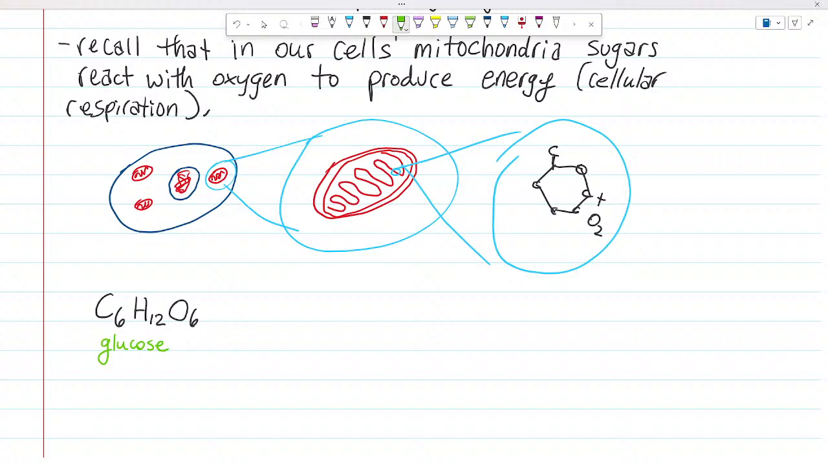There are other sugars, of course. Sucrose is a glucose and a fructose stuck together. Fructose is another sugar. There's galactose. There's a bunch of them. But lactose, yep, absolutely. And it's going to react with oxygen. Now, when it reacts with oxygen, what does this get broken apart into? It bashes that sugar, it breaks it apart. It breaks it into different pieces.